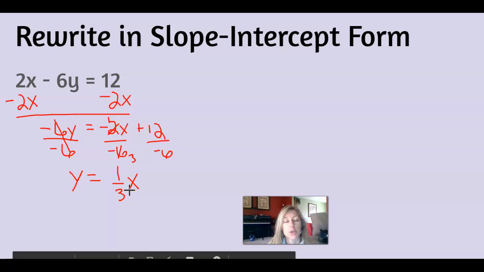Don't forget to write your x. Super important. Don't forget to write that x. And over here, remember I have a positive, and then there's a negative. If the signs are different, I'm going to end up with a minus or a negative. They're the same. 12 divided by 6 is 2, and this is slope-intercept form. Beautiful work.